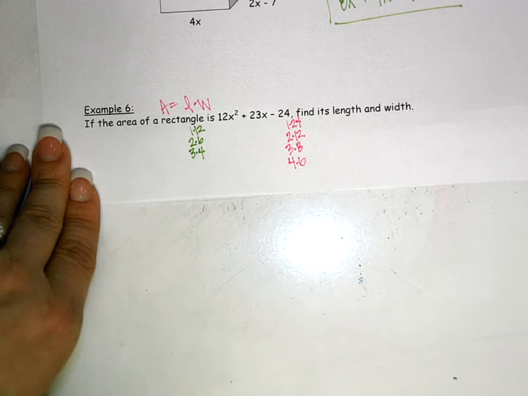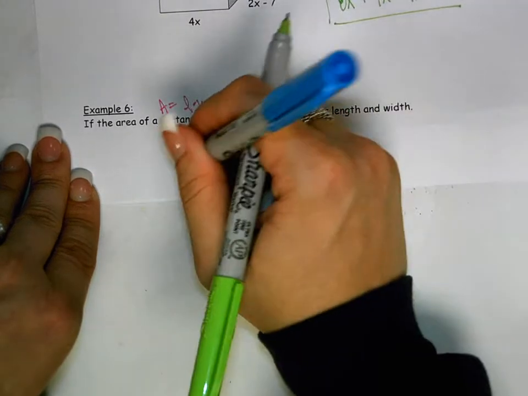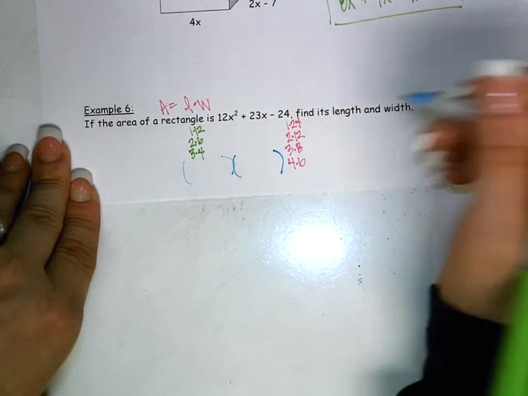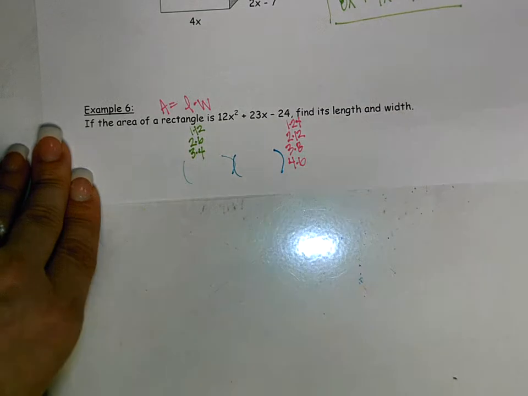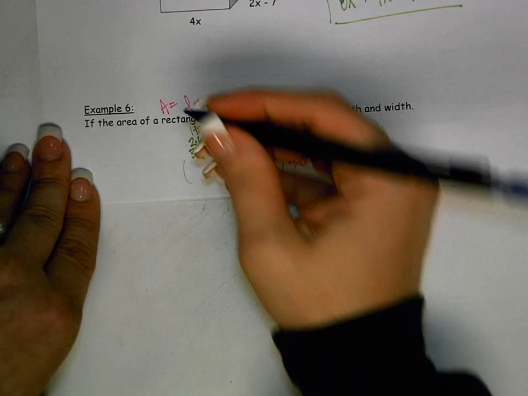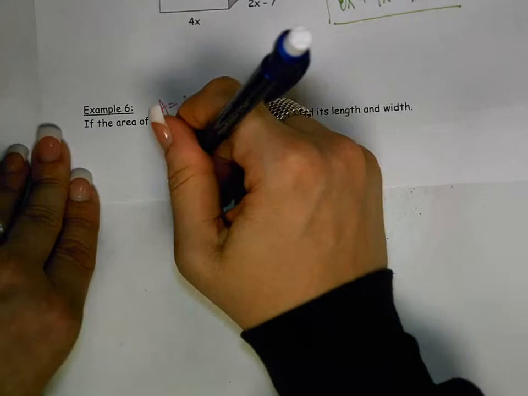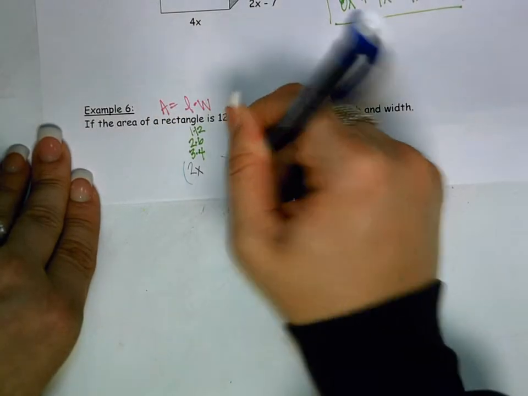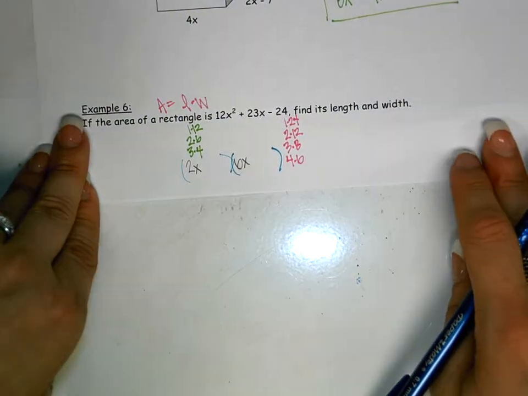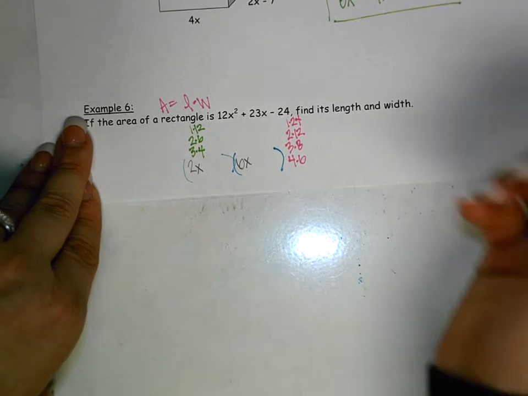So this is a guess and check problem, okay? We're going to guess at the front and the back. Which ones do we want to guess? What do you want to guess for the front numbers? 1 and 12, 2 and 6, or 3 and 4? 2 and 6. Okay. If I am going to have a 2x and a 6x, what would you like to guess for the back numbers? Just guess. 3 and 8?